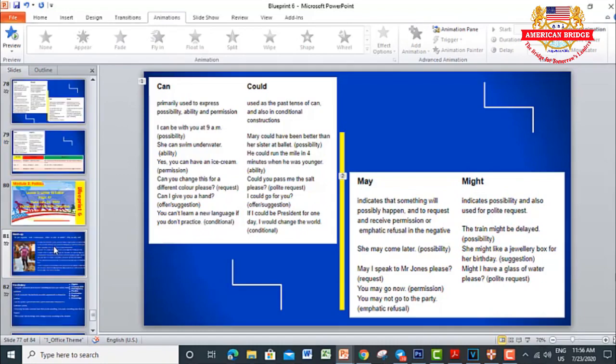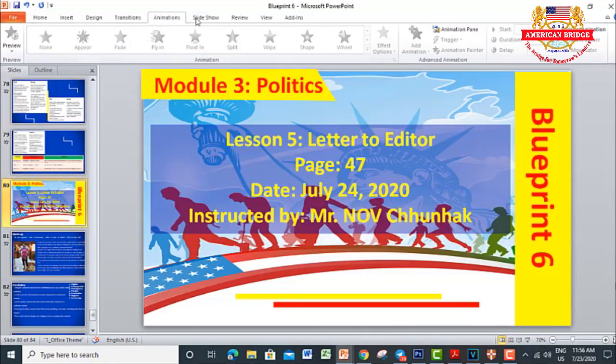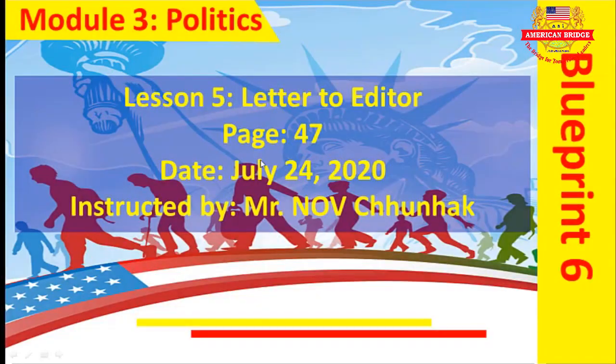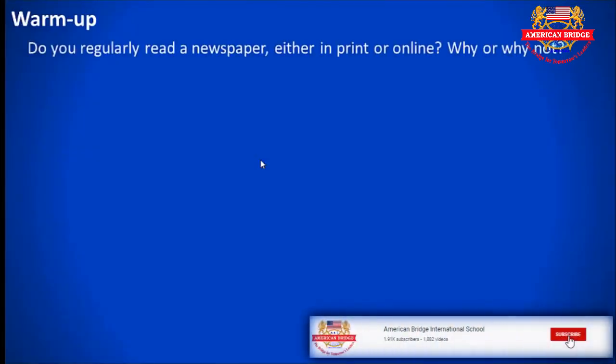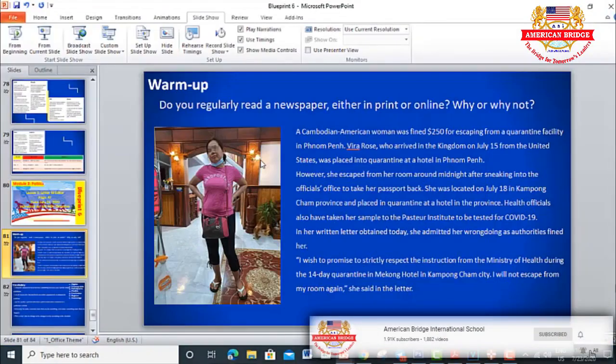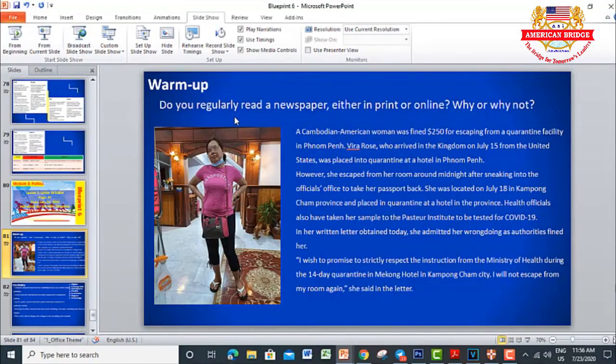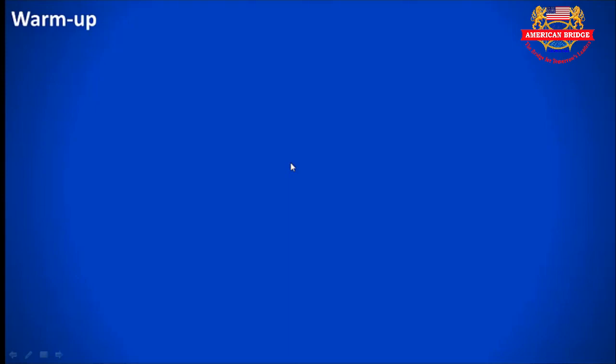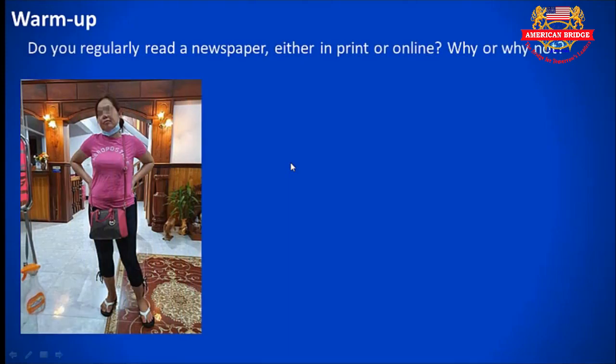So without further ado, teacher would like to begin our slide today, everyone. We learn about the letter to the editor on page 47. First of all, teacher would like you to discuss the question: do you regularly read a newspaper, either in print or online? Why or why not? Can you see that woman clearly, everyone? Do you still remember her? She was really popular. Just kidding, everyone.